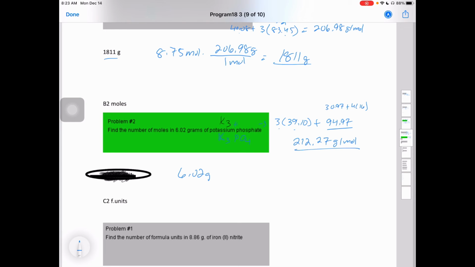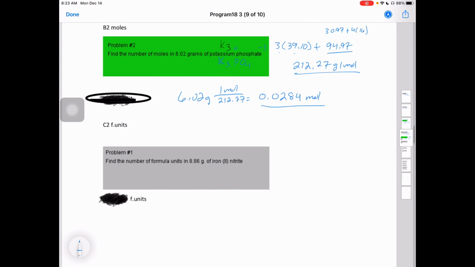Okay, so given 6.02 grams of potassium phosphate, to go to moles, we want to put 1 mole over 212.27. And when you divide, that's less than a mole, 0.0. How far do you go? Let's give 3 non-zero digits, 3 significant figures. So 0.284 moles is the right answer. Very good.